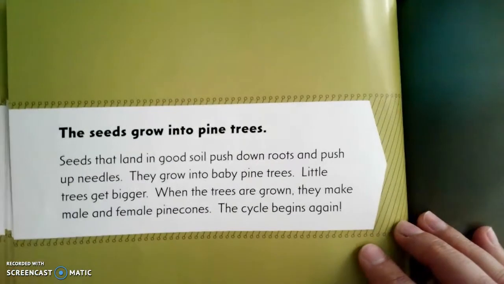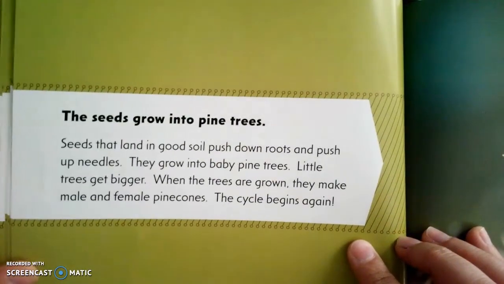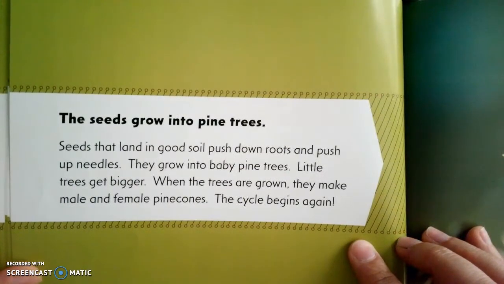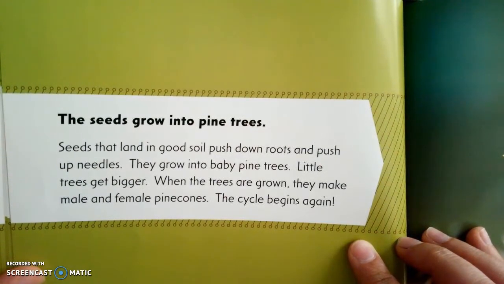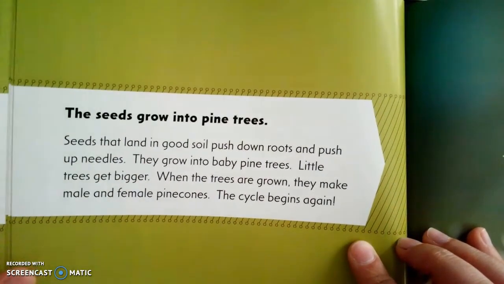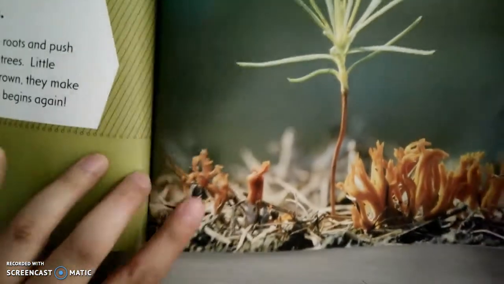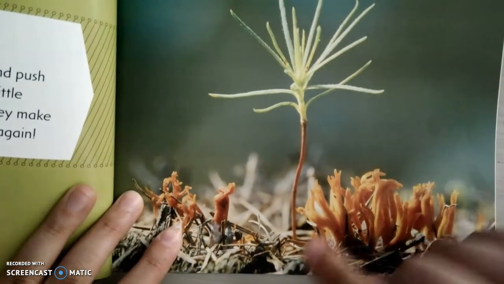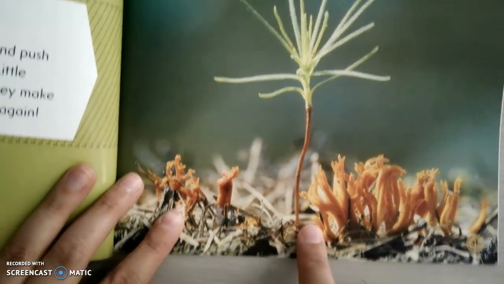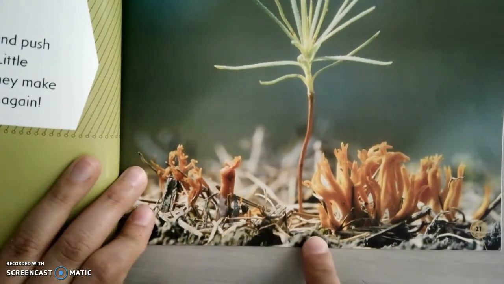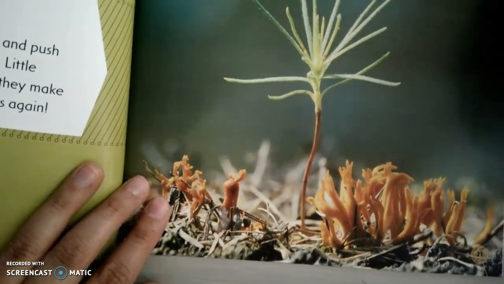The seeds grow into pine trees. Seeds that land in good soil push down roots and push up needles. They grow into baby pine trees. Little trees get bigger. When the trees are grown, they make male and female pine cones. The cycle begins again. Okay, so here's a baby pine tree. So he pushed down the roots and he's pushing up the needles. Needles are all the brown pieces in the picture. And he pushed his way up and he's growing into a baby pine tree.